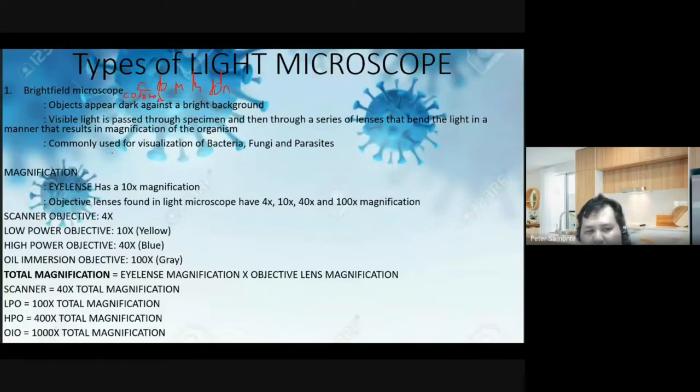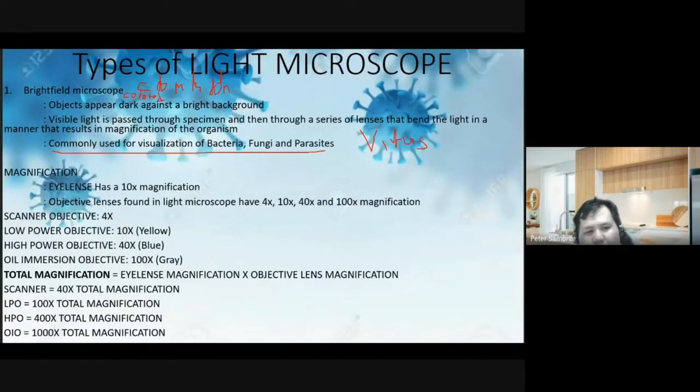Now, your bright field microscope is commonly used for visualization of your bacteria, fungi, and parasites. Now, if you notice on this statement, you do not see the word virus. So you can't use your bright field microscope for your viruses. So I'll discuss that later on, what type of microscope you would use whenever you want to view a virus. Now, I'm happy that most of you, I think all of you, still remember the rules on your magnification. So good job on that.